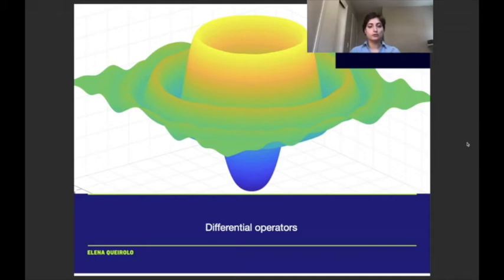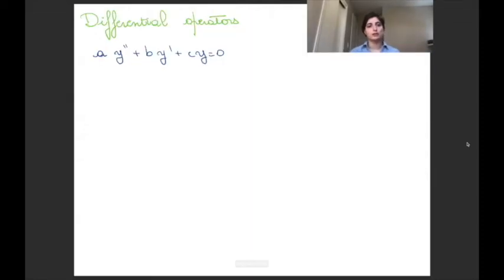I want to introduce a new concept, the concept of differential operators. Let's look into that. We have a second order constant coefficient linear ODE in the form a y'' + b y' + c y = 0. And what we want to say is that if we have a function y and we apply the left-hand side, we retrieve a new function.